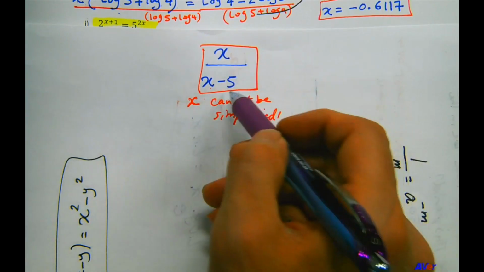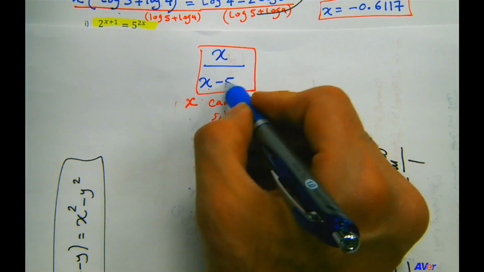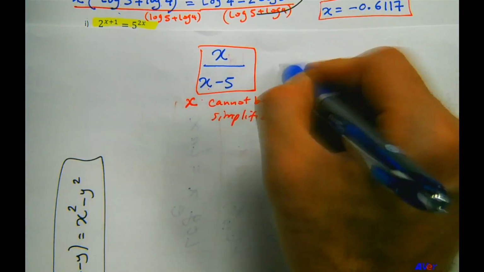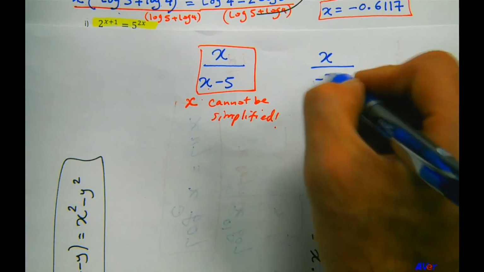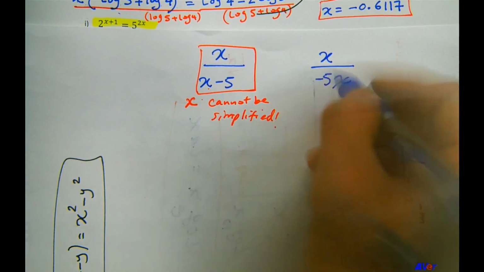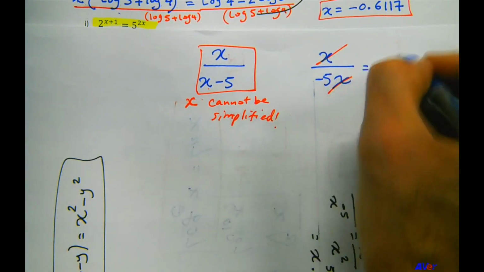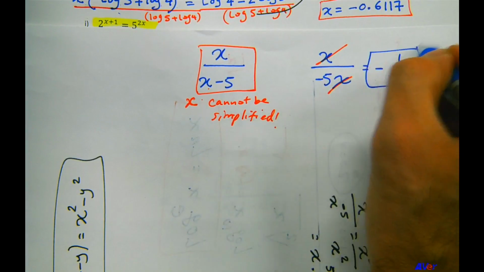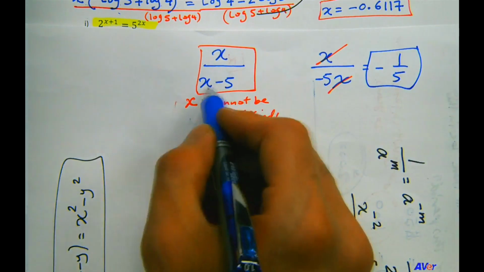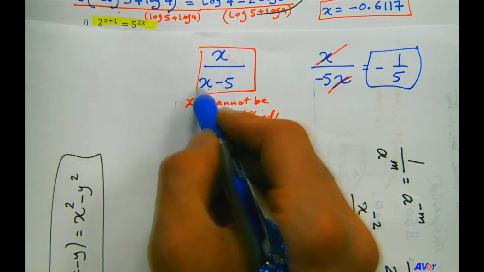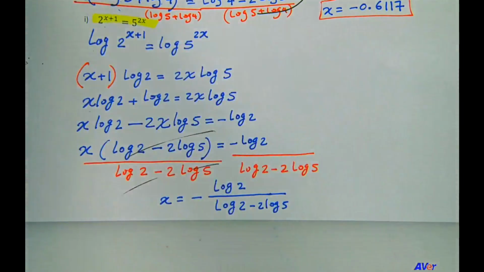Well, when can we cancel it? Well, only if negative 5 is being multiplied by x. So if you have x divided by negative 5x, then you can cancel these two and you end up with minus 1 over 5. But this cannot be simplified because 5 is being subtracted from the x in the denominator. It's not being multiplied. Okay? So please don't do that.